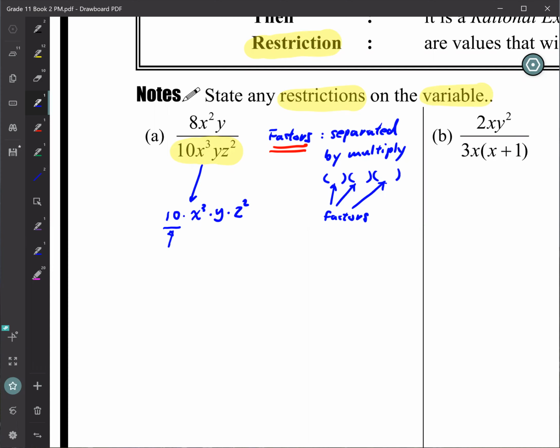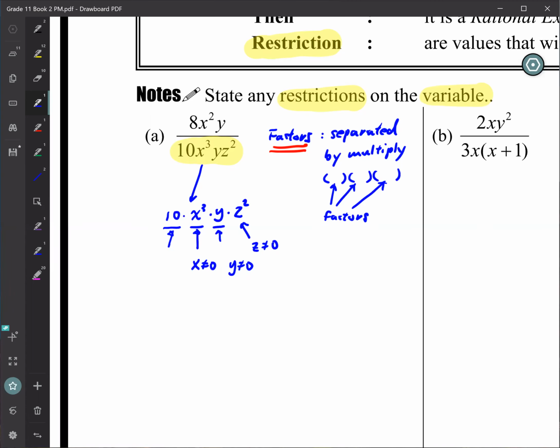Now look at the next one. If x becomes 0, then x cubed will be 0, so everything multiplied together will be 0. So you cannot have x equal to 0. Same thing with the next one: if y is 0, the whole thing becomes 0, so y cannot be 0. Similarly, z cannot be 0. So you cannot plug these 3 numbers into the variables, otherwise the denominator becomes 0, and that's undefined.